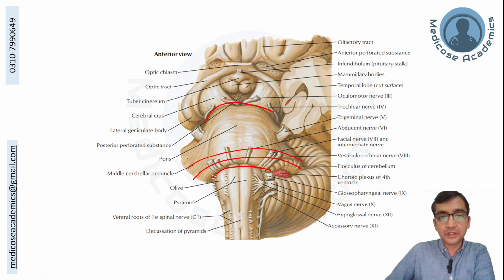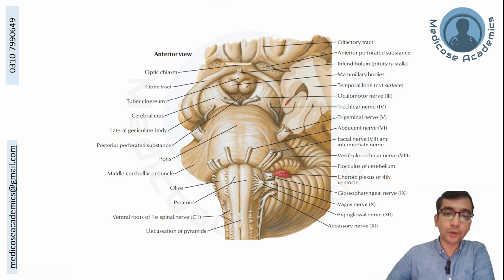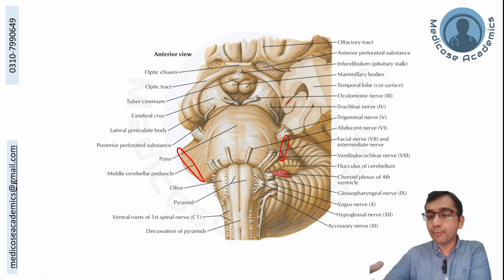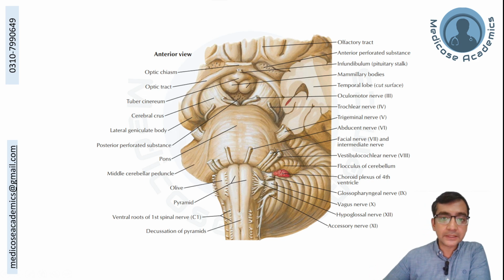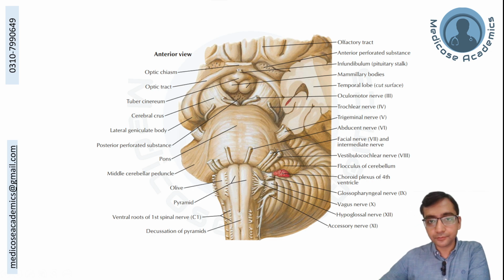Because of the horizontal direction of the fibers, this is known as pons. And these horizontal fibers are connected to the cerebellum. You can see here it is connected to the cerebellum, and here this cut end is shown. So these are the middle cerebellar peduncles that connect the pons to the cerebellum.